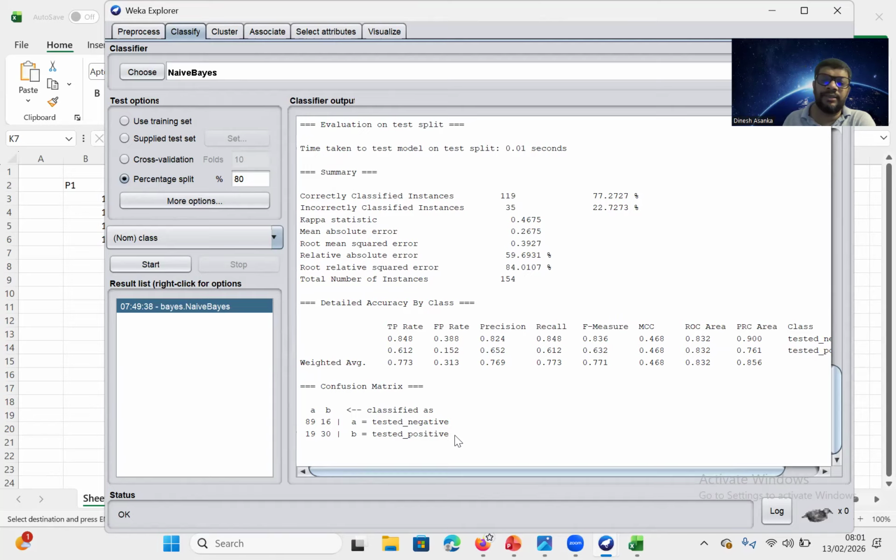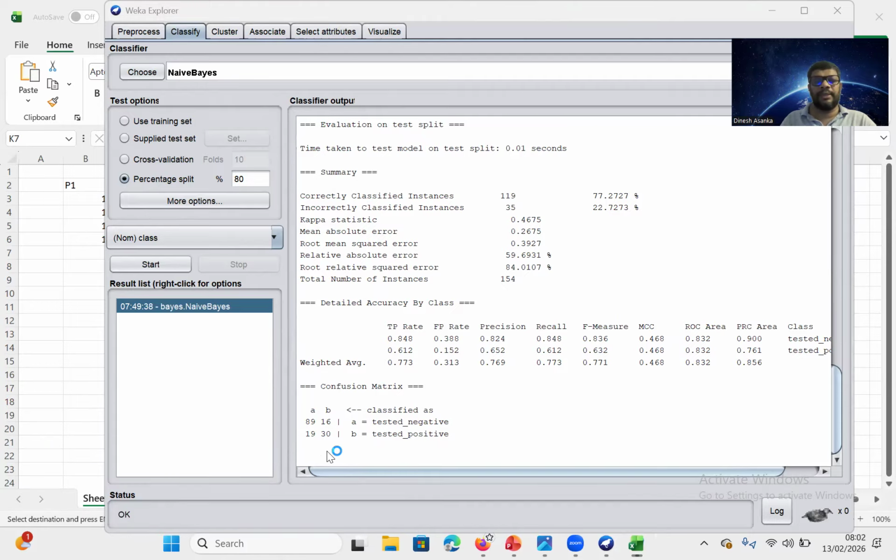So we are looking at positive. Our focus is positive. Out of predicted, so we are looking at this side. This is the prediction side, right? So this model has predicted 46 positive cases, out of which 30 are correct.